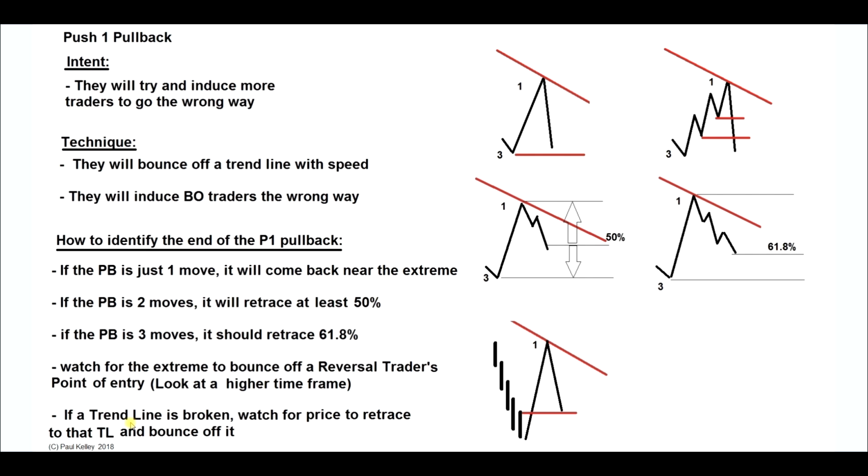And then if a trend line is broken, watch for the price to retrace to that trend line and bounce off of it. You remember how we were talking about how the trend line between push 1 and 2 can be broken? Whether the price comes all the way up to this extreme trend line or is just contained by the push 2 pullback, watch for the price to come back and bounce off the back side of this trend line.